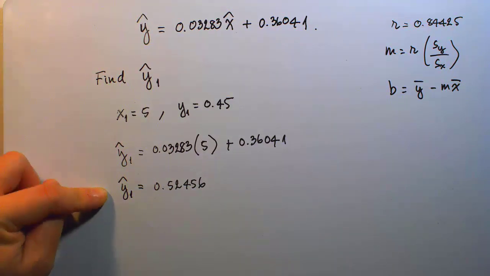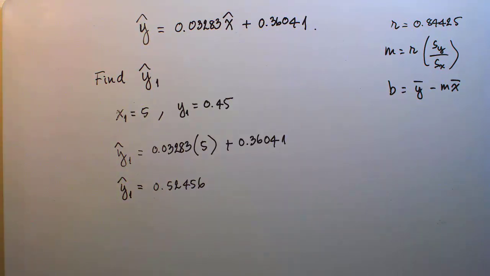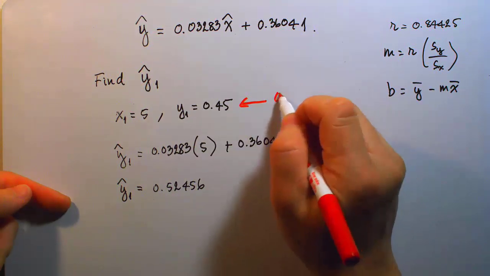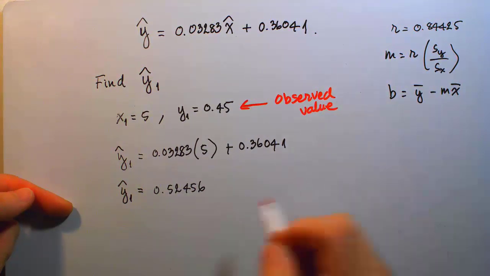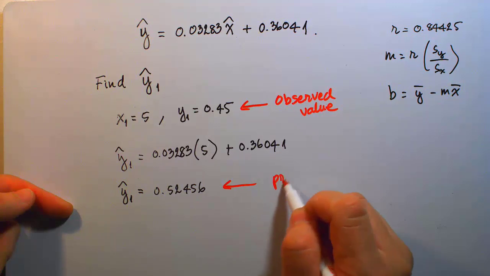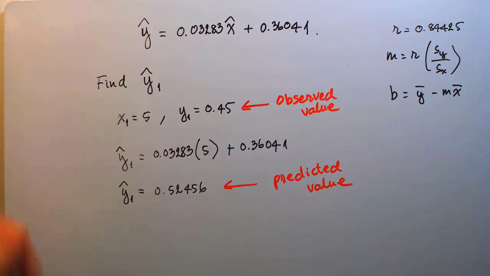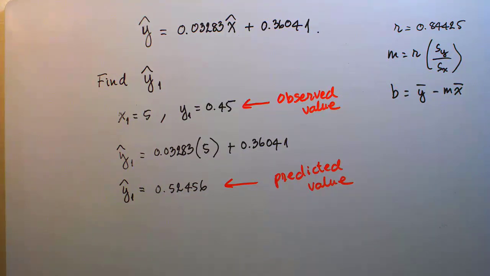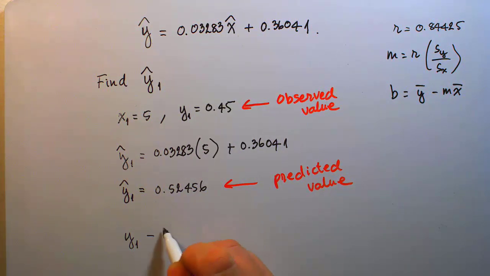So that is my prediction versus what we already had being the observed value. Once again, I just want to highlight the terminology here: this is the observed value, whereas this is a prediction or a predicted value. In the next step, the observed value for y1 we already had, I'm going to subtract the predicted value we just calculated through the equation.